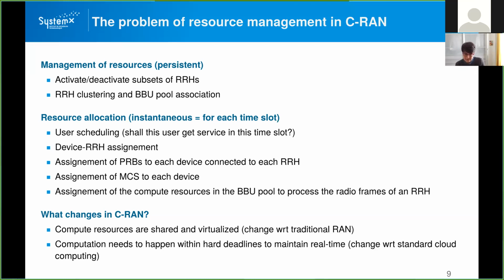And so in CRAN, with respect to the traditional RAN, the compute resources are shared. And what changes with respect to standard cloud computing is that computation needs to happen within very hard deadlines, because you need to keep the system running in real time.